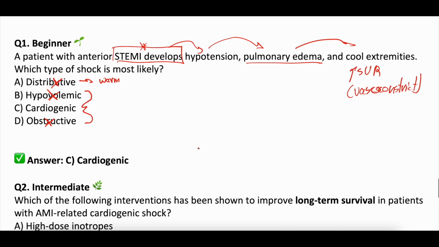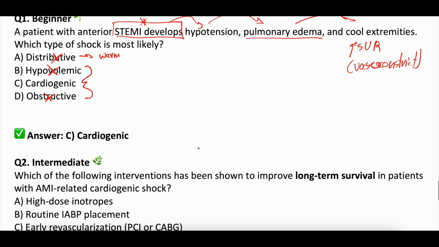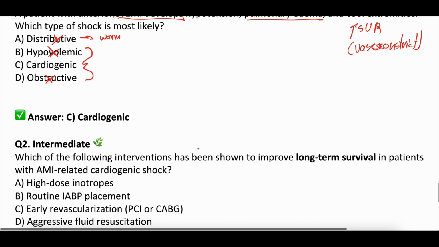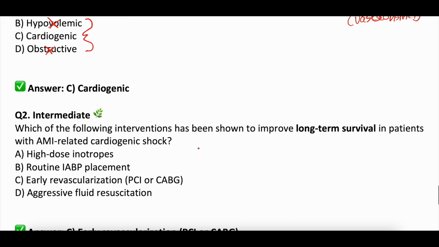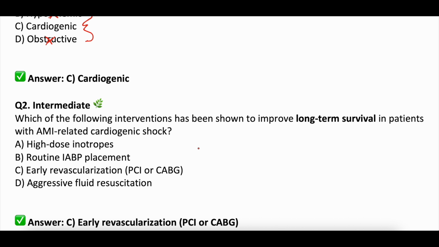Question 2, intermediate. Which of the following interventions has been shown to improve long-term survival in patients with AMI-related cardiogenic shock? A, high-dose inotropes, B, routine intra-aortic balloon pump placement, C, early revascularization, or D, aggressive fluid resuscitation. We did not dive into some of the balloon pump literature. Our hope is that based on what we talked about, you can get to the bottom of this question, but it's a tougher one for sure. All right, answer is C, early revascularization.